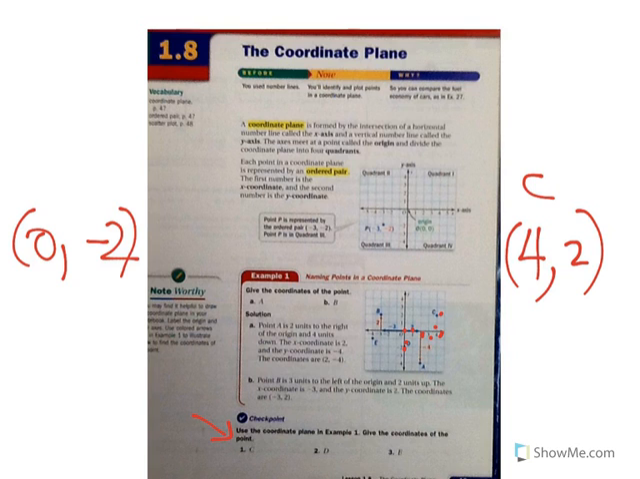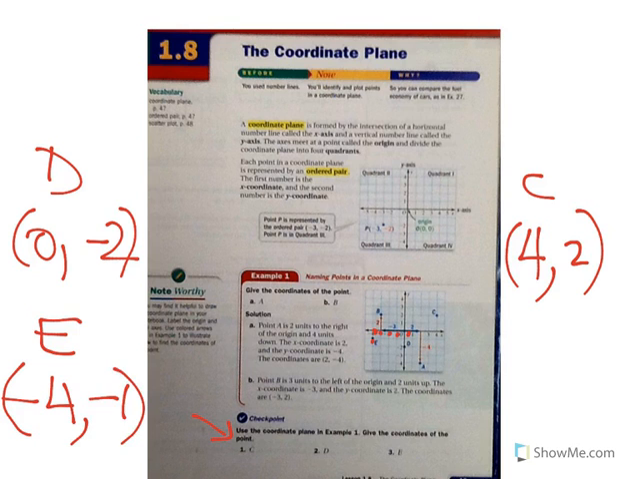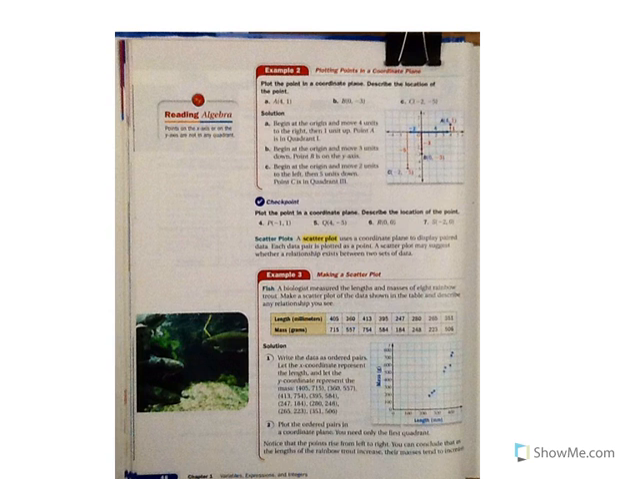Now the final one is point E. We start at the origin. We see how many ones we go over to the left. 1, 2, 3, 4 to the left. So that's -4 because we're going 4 to the left. And then we're going down 1 space. It's -4, -1. So that's how you use the coordinate plane to identify points.